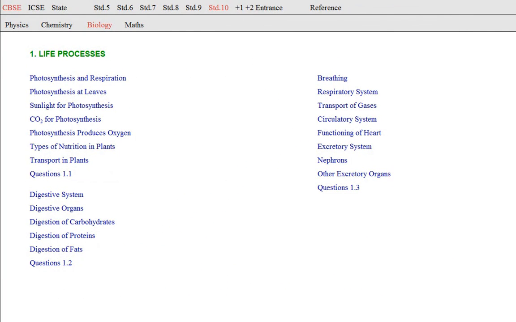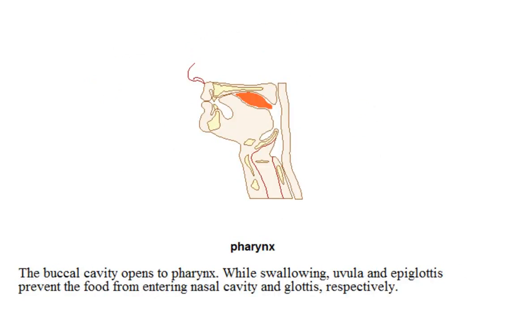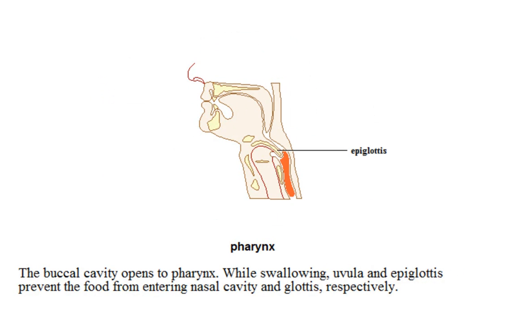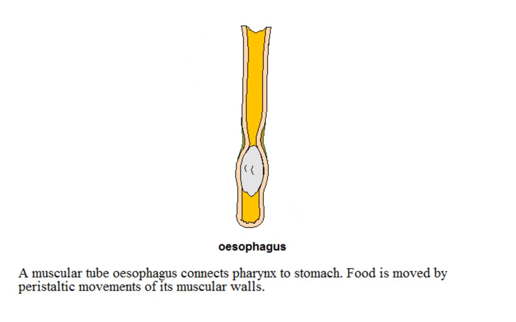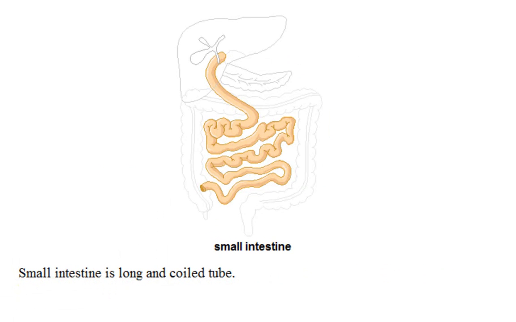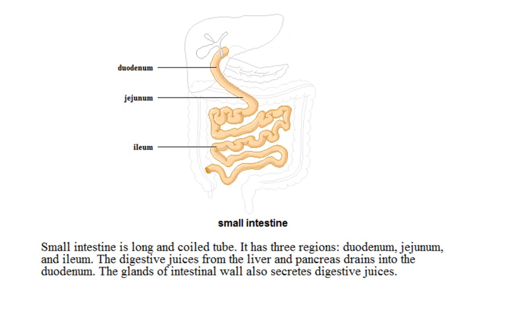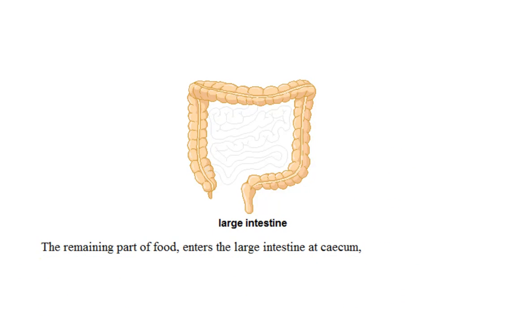Let's see digestive organs. Mouth. Pharynx. Esophagus. Stomach. Small intestine. Large intestine.